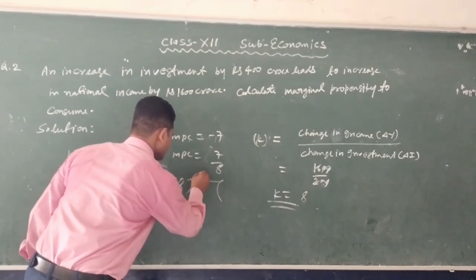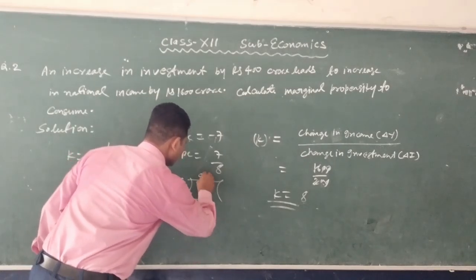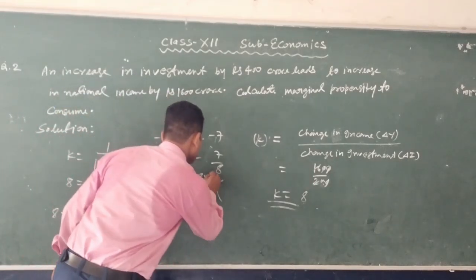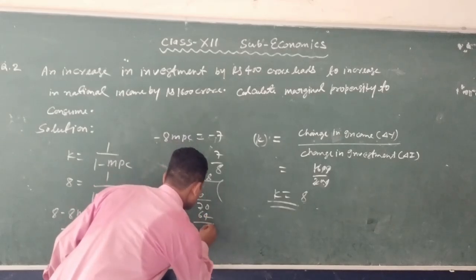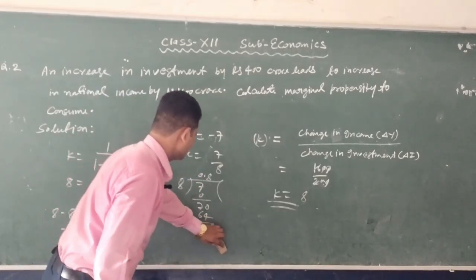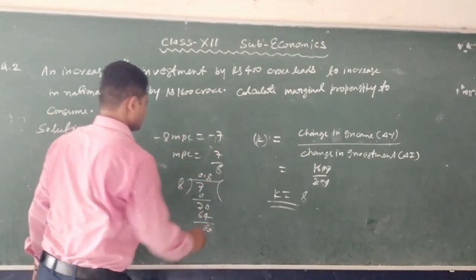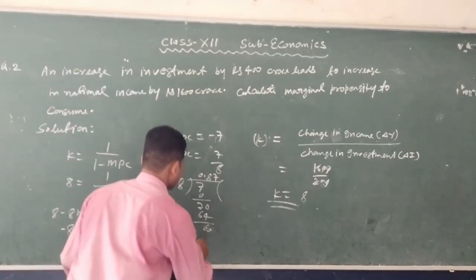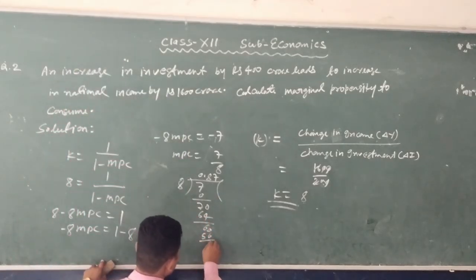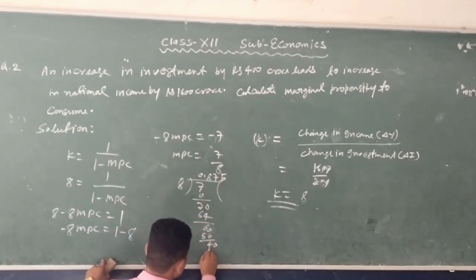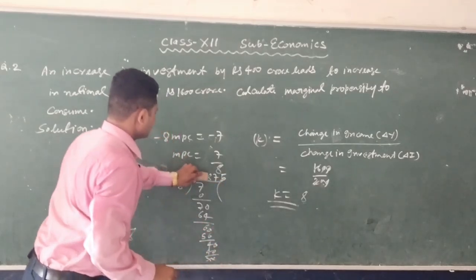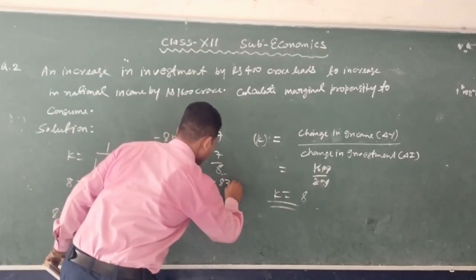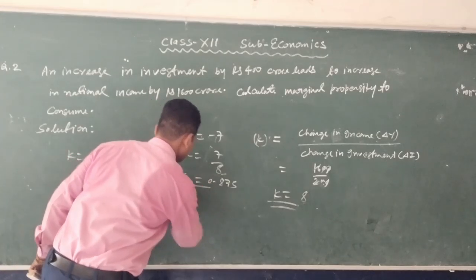7 divided by 8: 8 sevens are 56, remainder 40. So the value of MPC is 0.875. This is the answer.